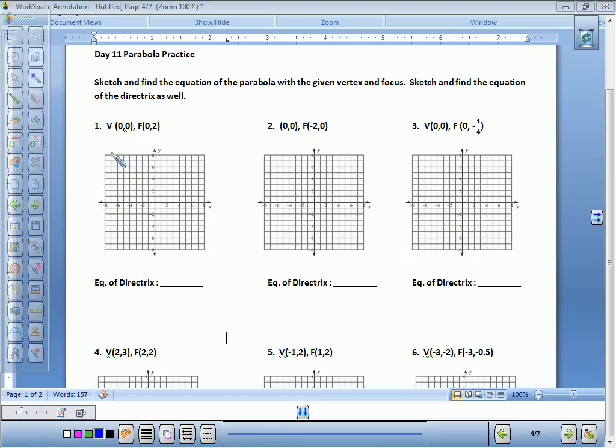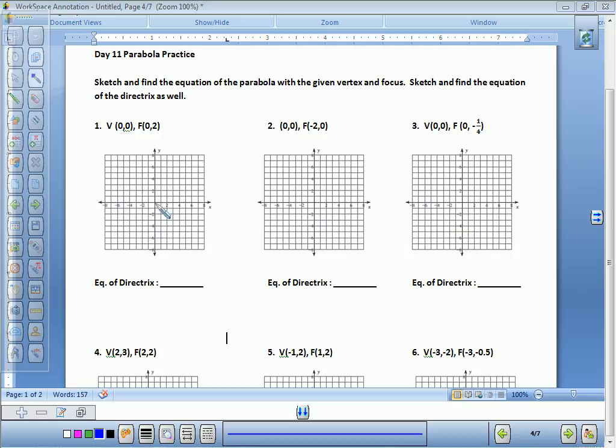Where's your sheet? I'm focused. Okay, so today we're looking at two different things. One is where you're given two characteristics of the parabola, and you sketch the parabola. Two, you're given the equation for the parabola that is not in standard form, and you have to get it into standard form for a conic so that you can graph it.